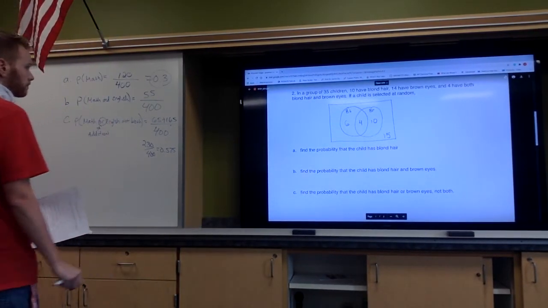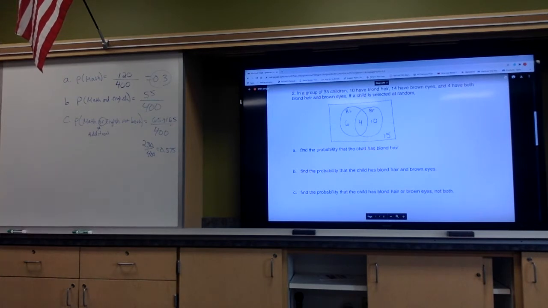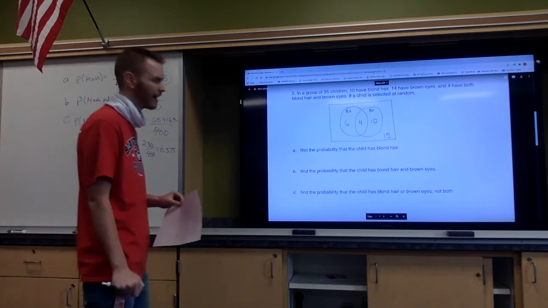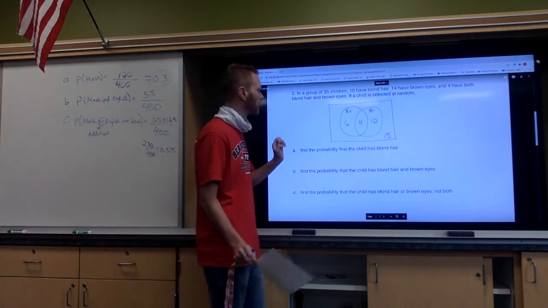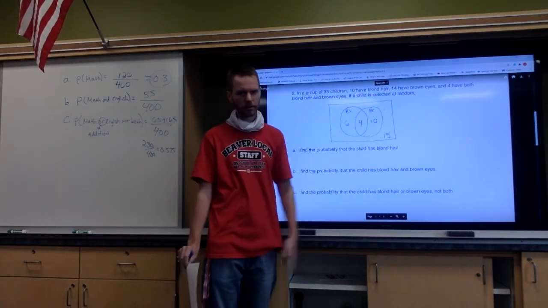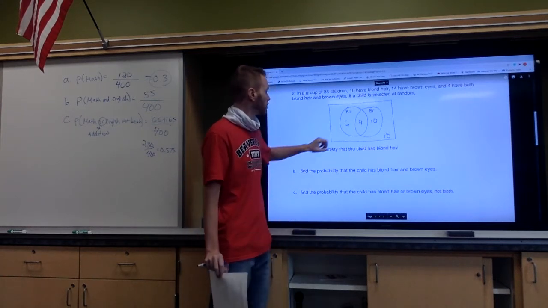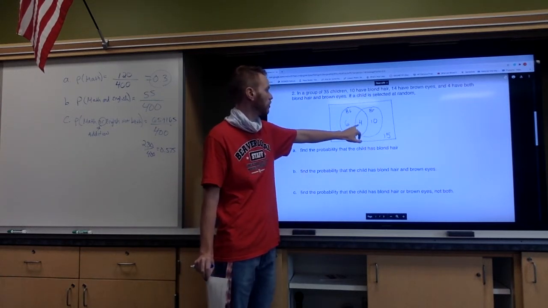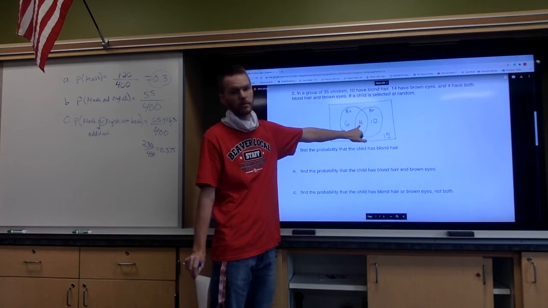Next problem. In a group of 35 children, 10 have blonde hair, 14 have brown eyes, 4 have both blonde hair and brown eyes. So here's my Venn diagram. I use BL and BR. You could use any label you want. So what I did is I know 4 of them have both of these.